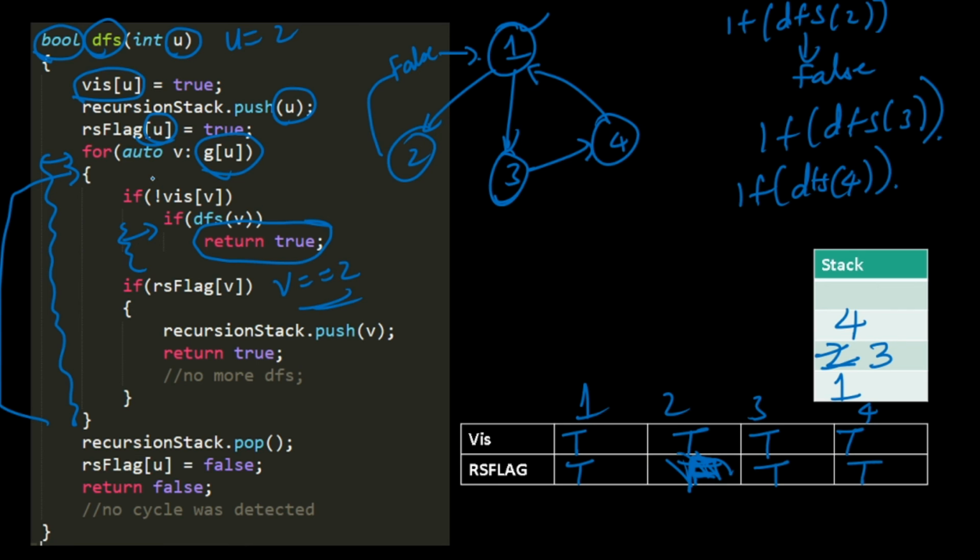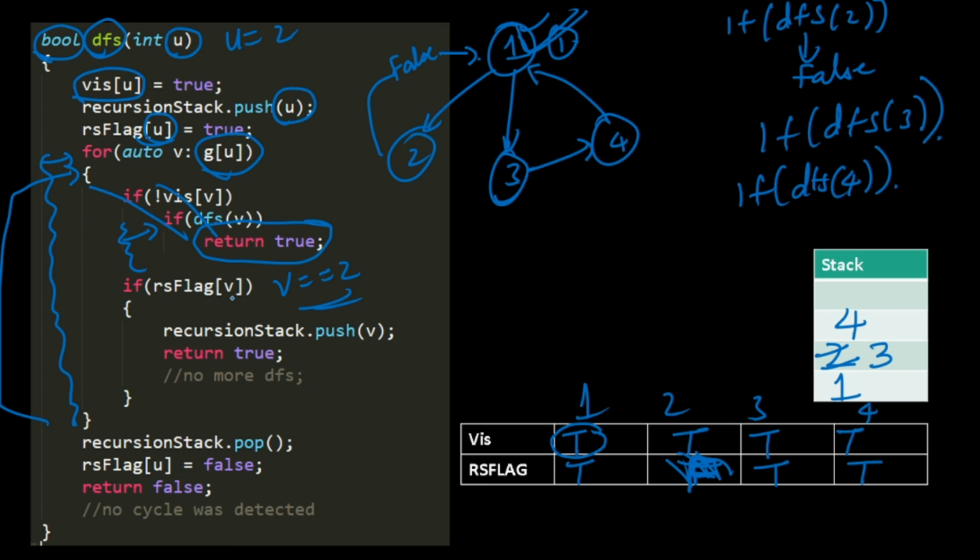Okay. For each child of 4, does 4 have any children? Yes, it has one child. What is the child of 4? It is 1. If 1 is not visited, but wait, 1 is visited. 1 is marked as visited, so we won't visit 1. So this entire code won't run for this particular iteration.